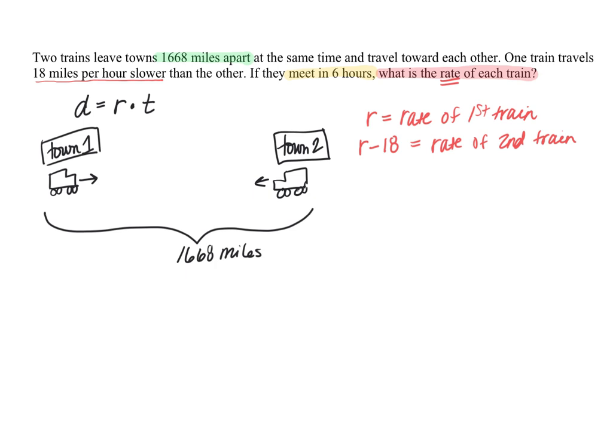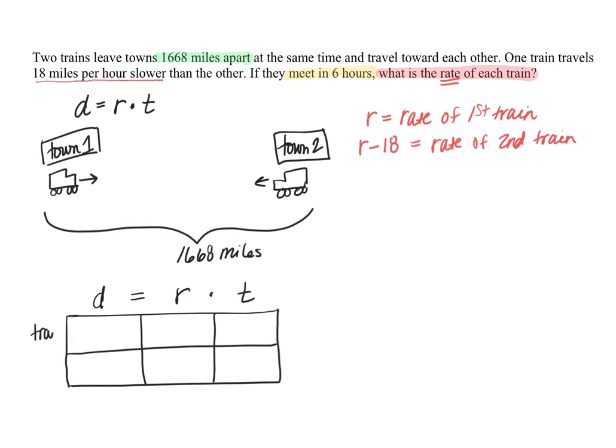And anytime I have a distance equals rate times time problem, I like to set these problems up in sort of a grid that helps me get organized. Now, each row in this grid represents the motion of one of the trains. So I'm going to label. My first row is going to be discussing all the information about train 1, and then the second row in this grid is the information about train 2. So let's fill in what we know. We know that we called the rate of the first train R, so I'll just put R here in the rate column. The second train's rate was R minus 18, so we can go ahead and fill that in as well.